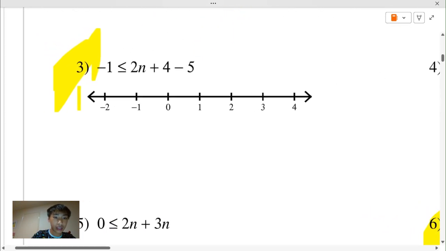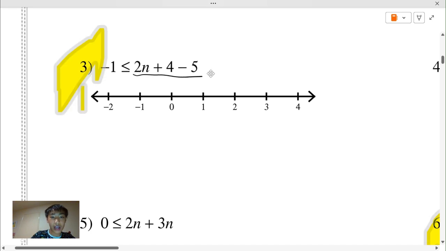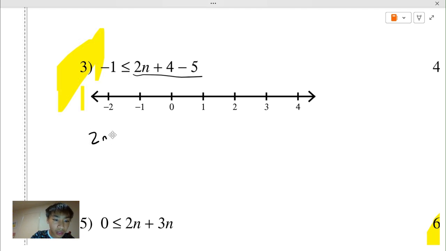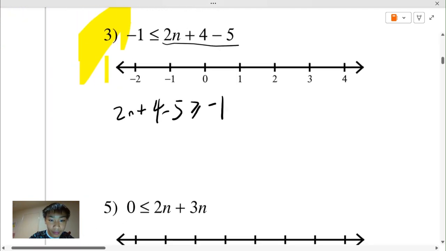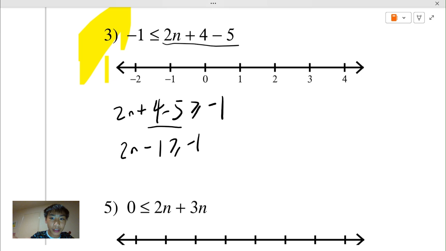Question 3. What I like to do is read it from the end on the left side, because that helps make solving this easier for me. It's greater than negative 1, because negative 1 is less than 2n plus 4 minus 5, so 2n plus 5 plus 4 minus 5 is naturally bigger. So you put it like this. You add these together, and we realize 2n minus 1 is greater than negative 1. And we're going to add 1 to both sides.